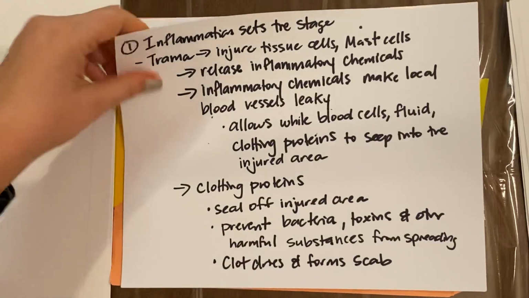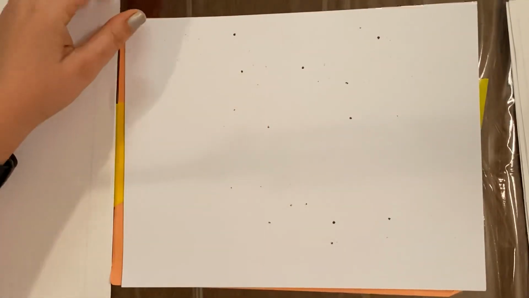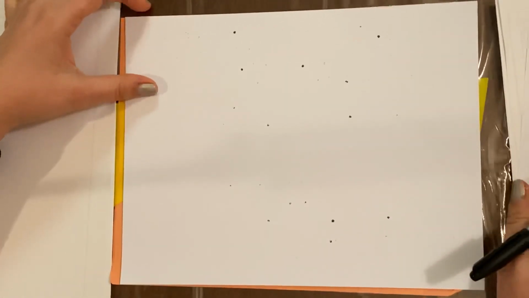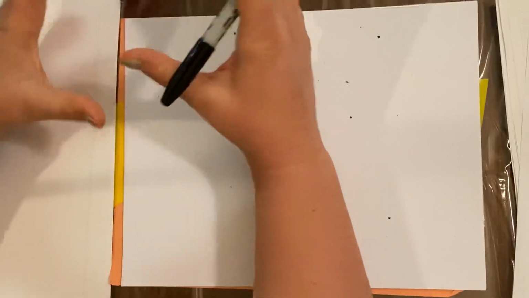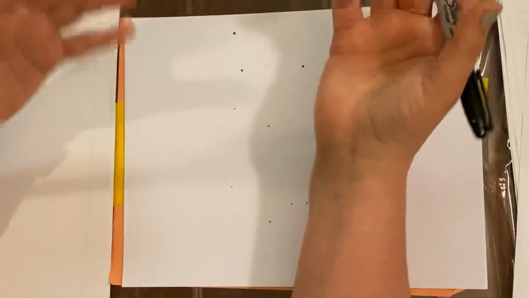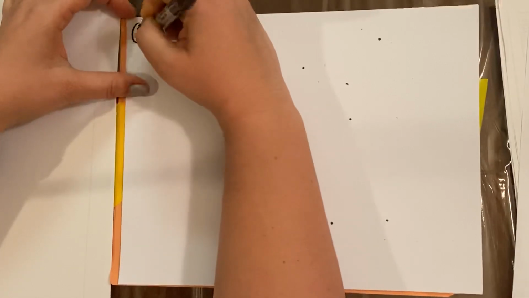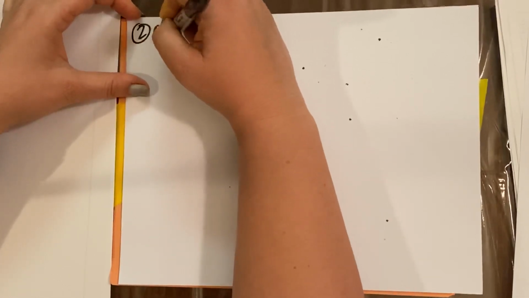The second step is going to be an organization of the area, and the blood supply is going to start to be reorganized. Okay, so we're going to call this one organization.